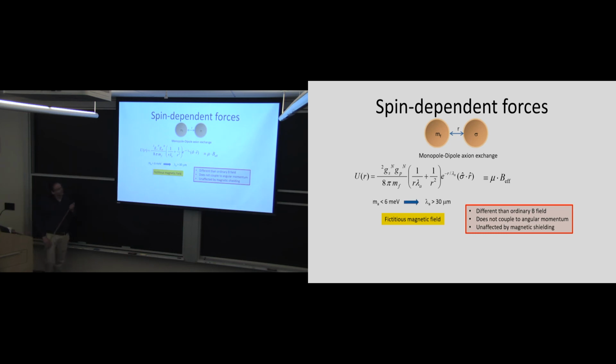The constraint we have from astrophysics, where the mass of the axion is less than a few millielectron volts, gives me a target to look for with this length scale. We know the interaction range lambda should be something like 30 microns or larger.